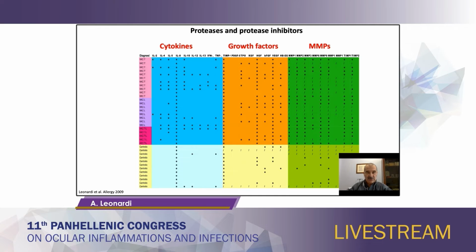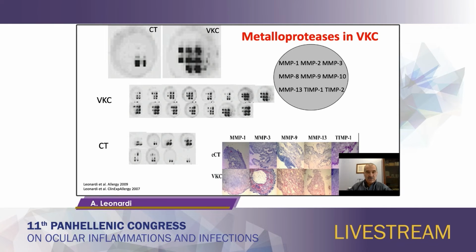So besides the cytokines and the growth factors, there is also overexpression of several metalloproteases, particularly in VKC, as shown by this multi-well assay using tears from VKC patients. You can see in the first panel here, several metalloproteases are overexpressed in VKC compared to control subjects. These are metalloproteases and the two inhibitors, TIMP1 and TIMP2, which are normally expressed on the ocular surface.